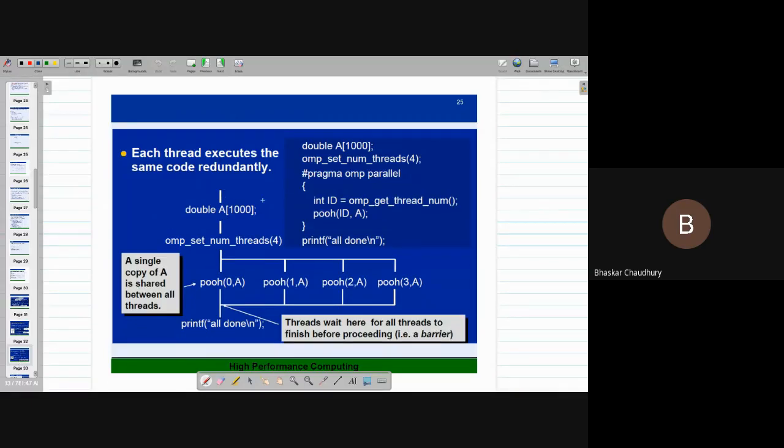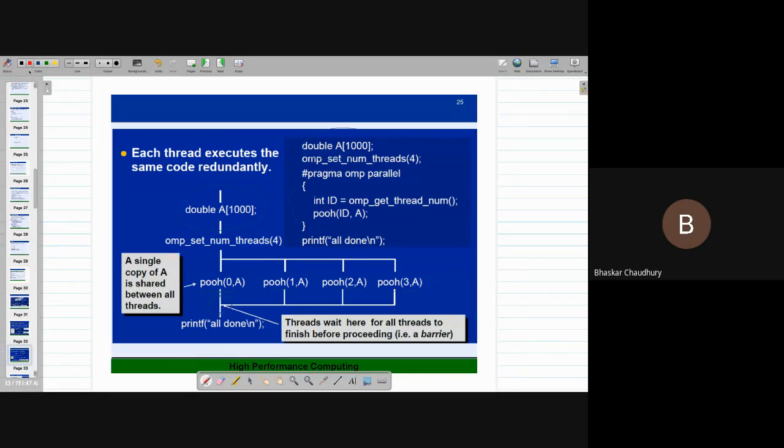You can see that this is a serial part. Each thread executes the same code redundantly. Why is this part serial? Because you can see this is outside the parallel region. This is the master thread. Then you create several threads here, and the moment you have created them, the code is executed in parallel, and then again you come out of here.